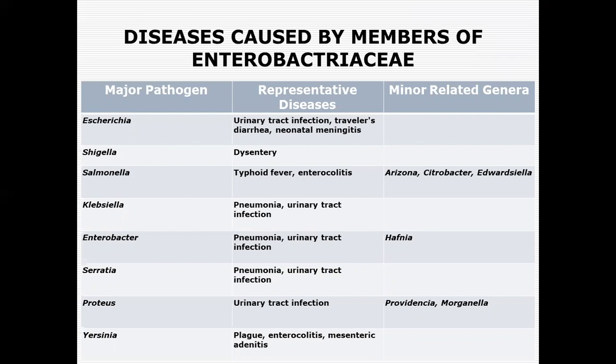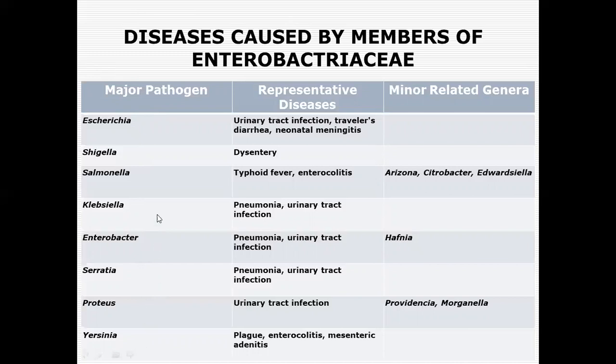And if you look, we have almost eight important genera. The major pathogens of the family Enterobacteriaceae that belong to these major genera are the genera of Escherichia, Salmonella, Shigella, Klebsiella, Enterobacter, Serratia, Proteus, and Yersinia.